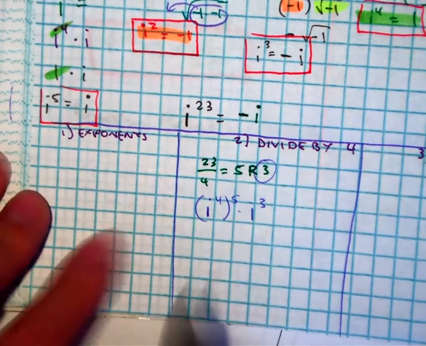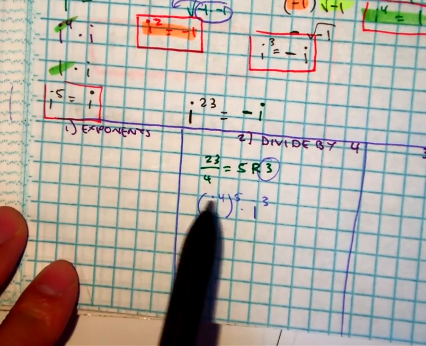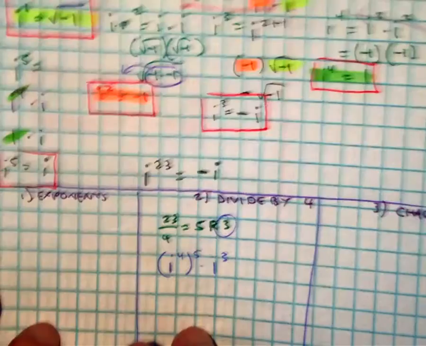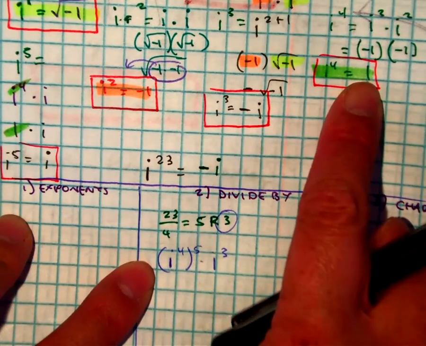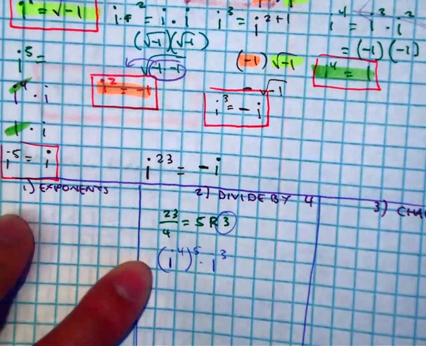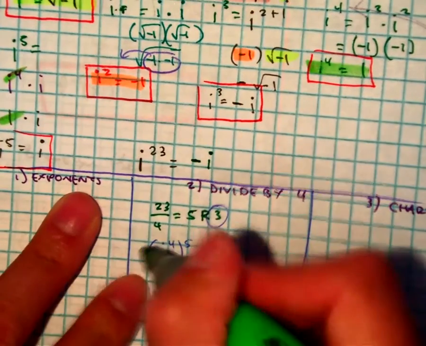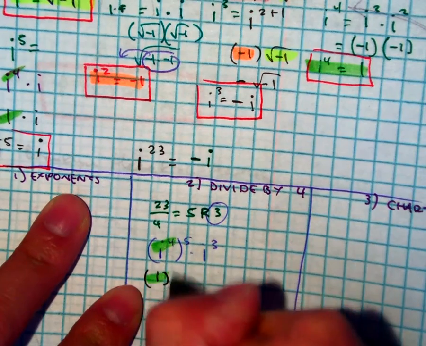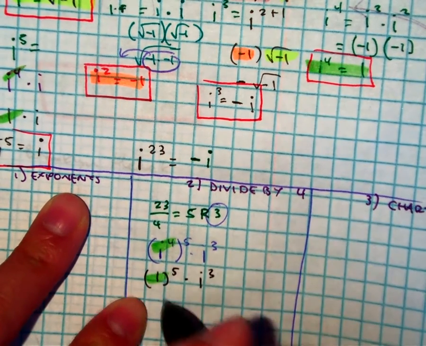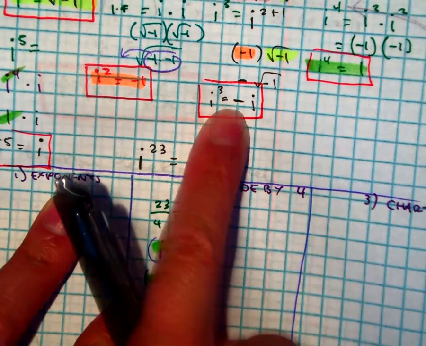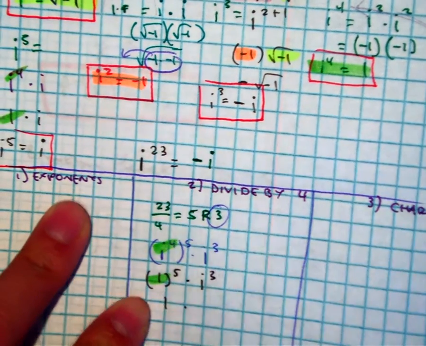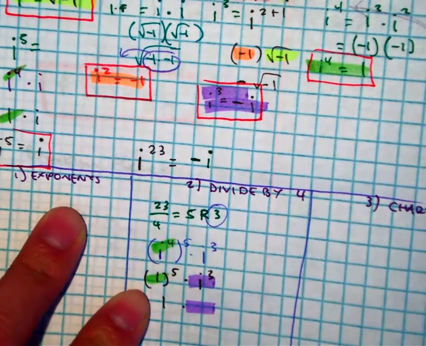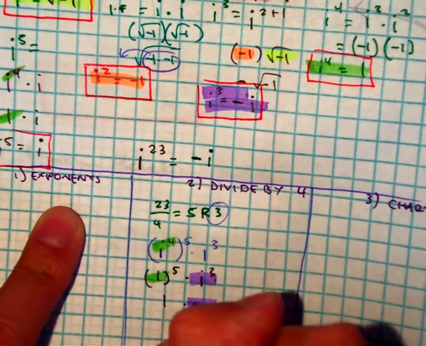So he's saying, and you see that it actually parallels what you do with exponents. The divisible by 4 is saying i to the 4th power we just learned is just 1. So all of this in green is 1. And 1 to the 5th power is just 1. And i to the 3rd power is just negative i. So that was one way to do that. Good job.